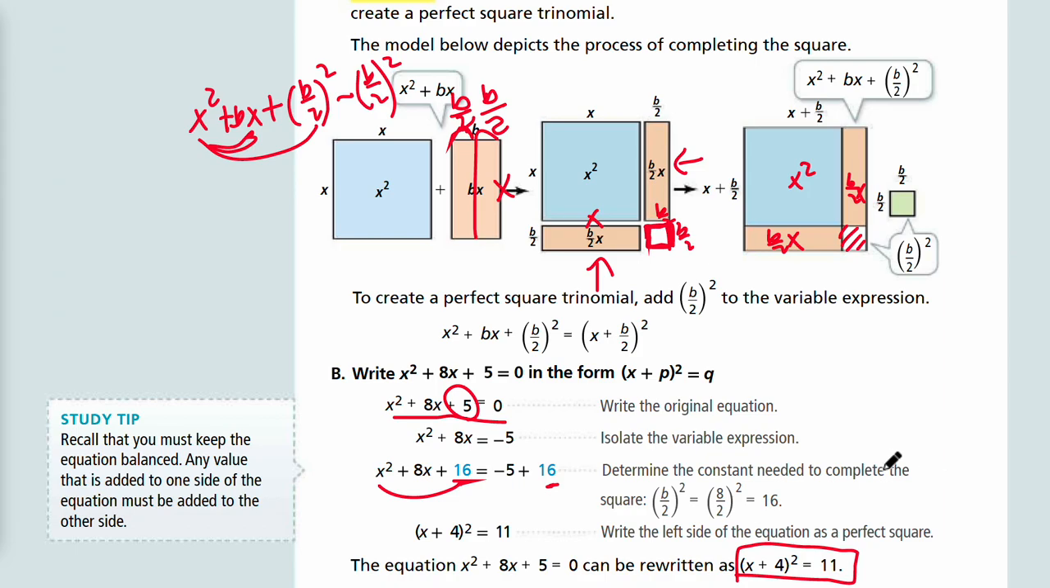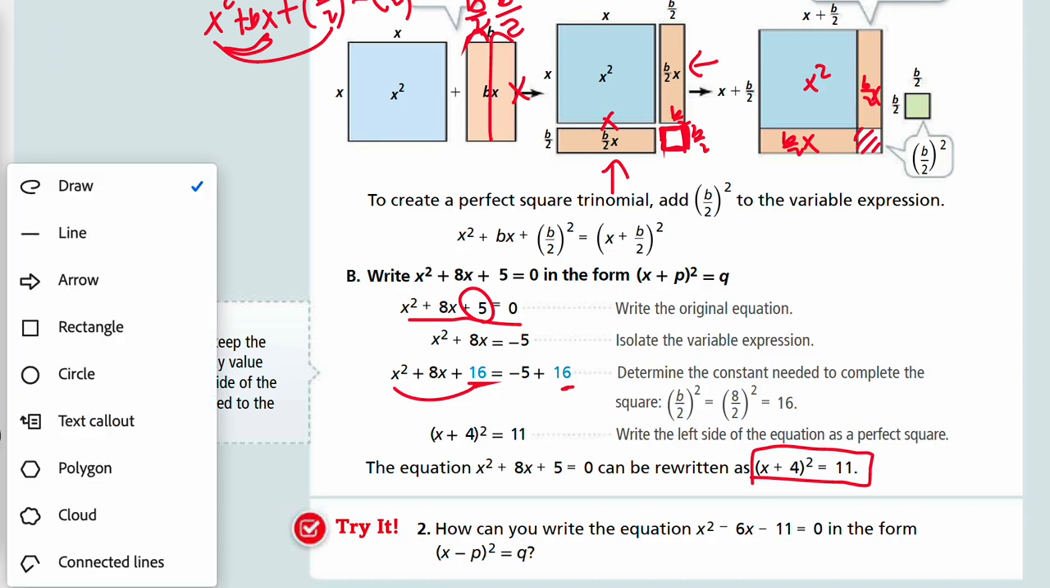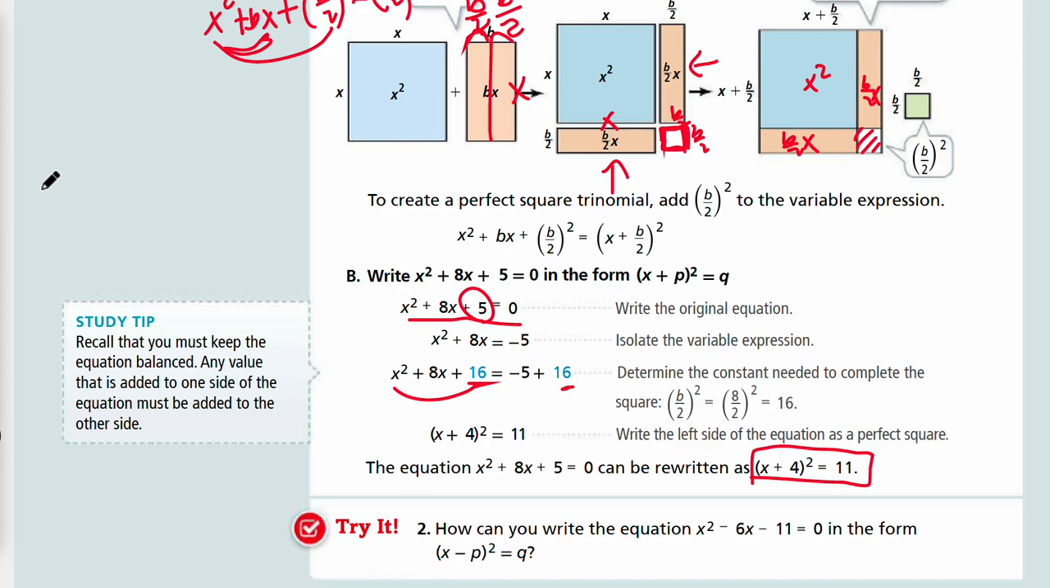Let's look at try number 2. Now it's your turn. How can you write the equation x squared minus 6x minus 11 equals 0 in the form x minus p squared equals q? So again, you're not asked to solve for x yet, but you're going to change this to this form where you have a perfect square squared equals a constant.